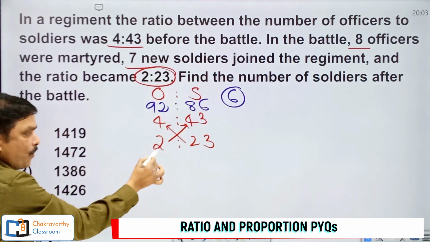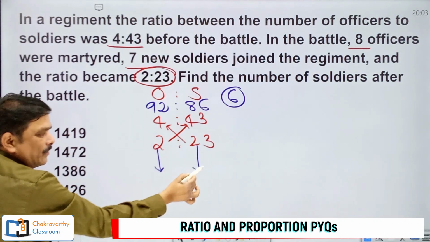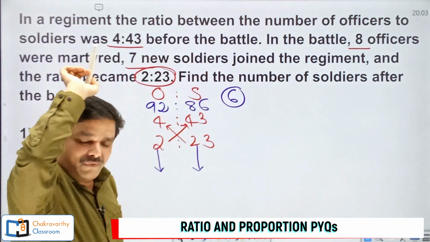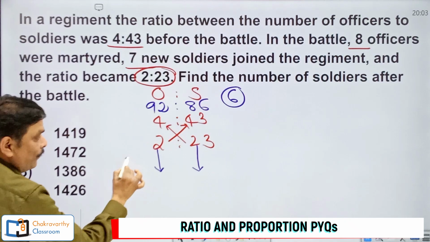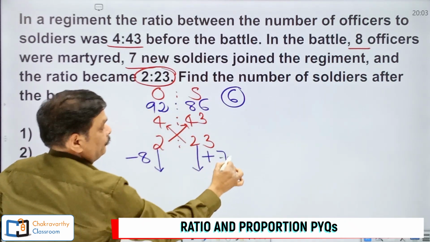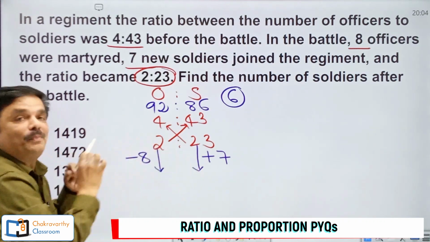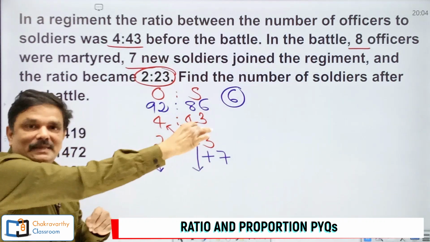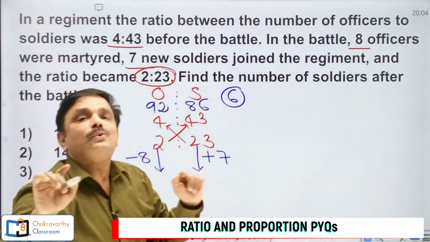Now focus on this one, students: the difference between this question and the question which I discussed in the previous session. What's the difference here? Here at one place it is -8, and at the other place it is +7. Got the idea? In the previous problem, in both cases it was minus, and I took the difference. But when one is minus and the other is plus, what to do?